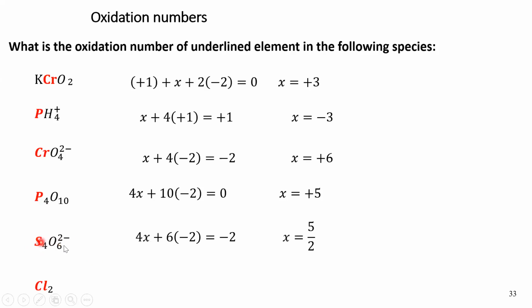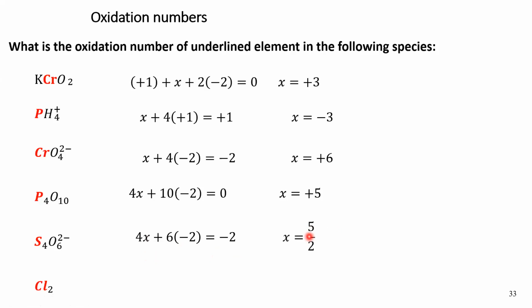Okay, so we've got 4x plus 6 times -2 gives us -2. So that's 4x minus 12 equals -2. So 4x equals 10. So x equals 5/2. There should be a plus sign in here. We really should have positives and negatives in there.